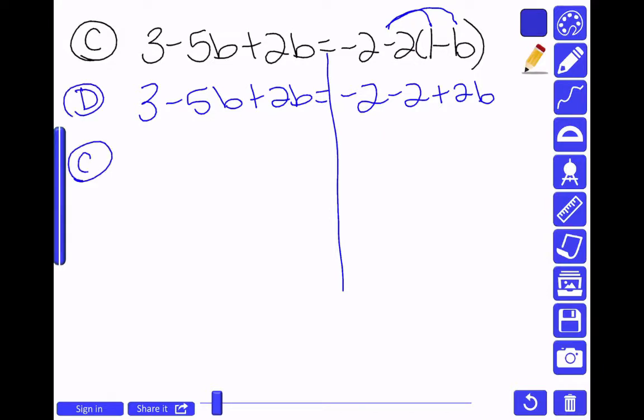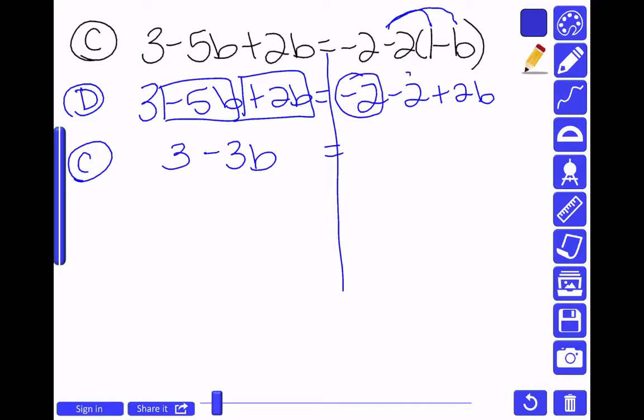Now I'm going to combine. Negative 5b goes with positive 2b. The 3 does not have a like term. Negative 5 plus 2 is negative 3b. There's also some things to combine here. Negative 2 and negative 2 is negative 4. The 2b does not have a like term.